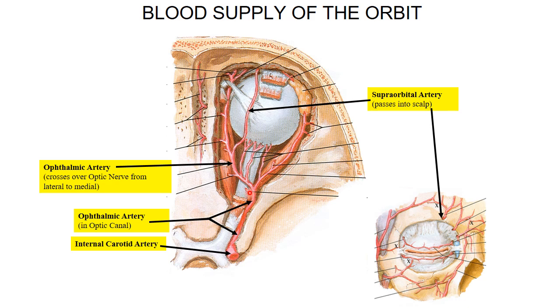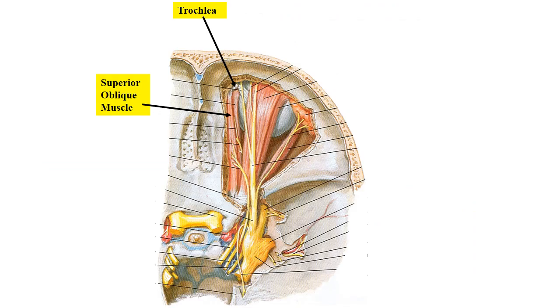Okay, you see right here, this is cool. It's giving rise to a branch right there. It's actually entering the optic nerve. That's the central retinal artery, but most of the artery stays on the outside. Now, eventually, there's a branch that comes off over here. Don't worry about this branch. There's a branch that comes off that goes out through the supraorbital foramen, and that's the supraorbital artery, and that's going to go to the scalp. Okay? All right.